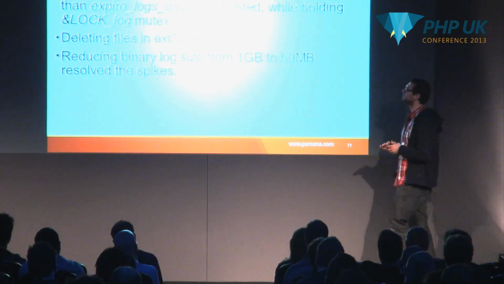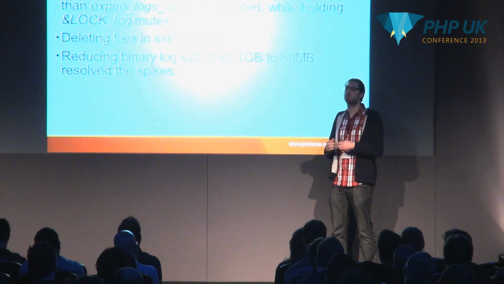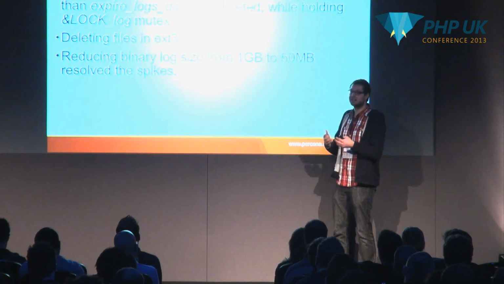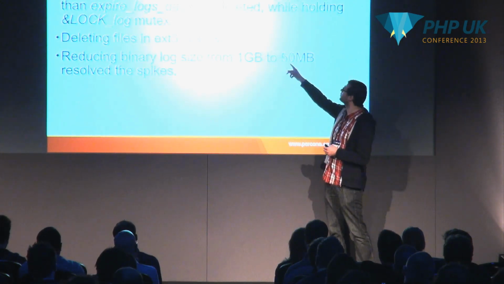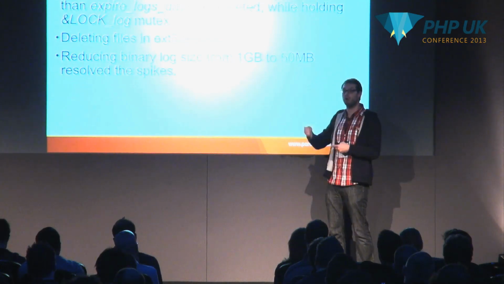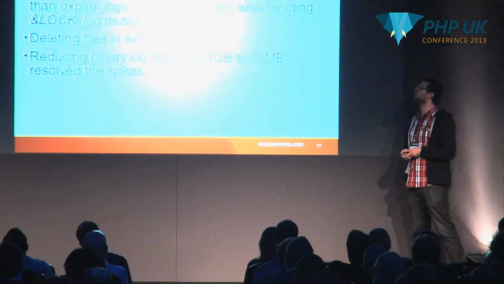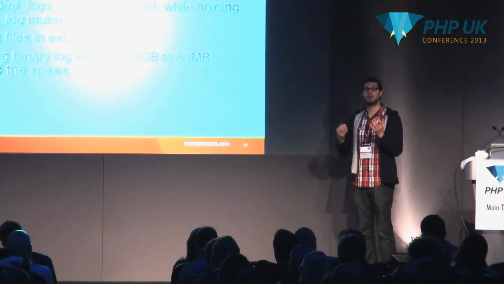Another solution was to shrink the size of a binary log to 50 megabytes and create more binary logs. That actually resolved the spikes. It only had to remove 50 megabytes on ext3, which is much, much faster. It did remove more files, but they were just smaller. So that's another way that we investigated how something was wrong and how we optimized this.